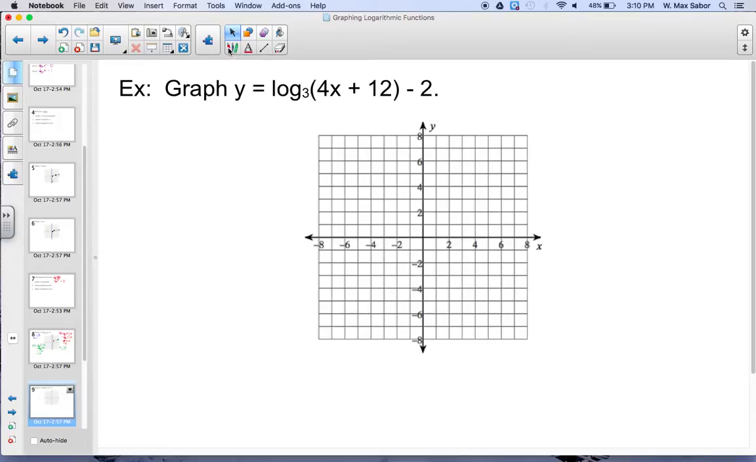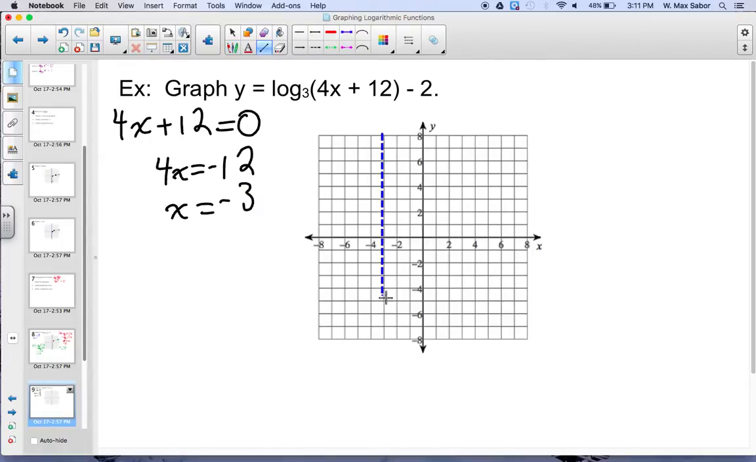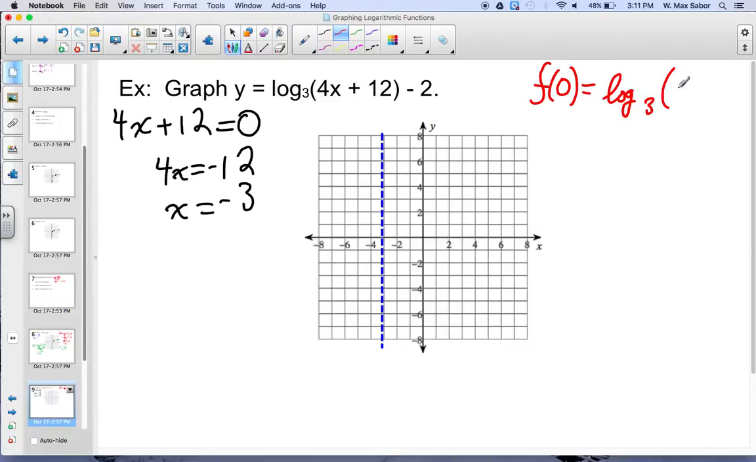Some more examples. For the asymptote, we should set the whole thing equal to 0. And by the whole thing, I mean the input to the log. So 4x equals negative 12, x equals negative 3 is our asymptote. Now, what do we want to plug in? You can go a number of different routes. One is to say, okay, the domain includes 0, so 0 is a good number to plug in. So we could say this. Or you could do other things.